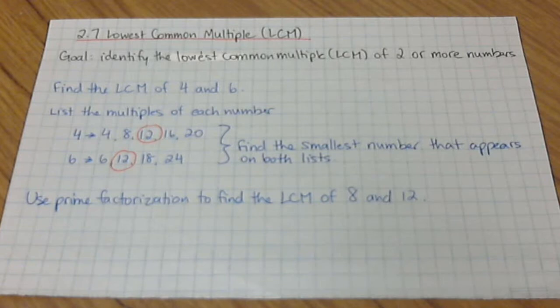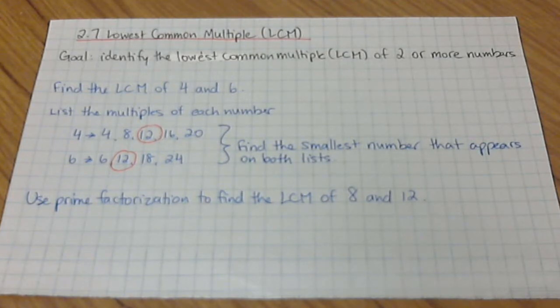I think one of the first things that we need to understand is not to confuse a multiple with a factor. Multiples we get by multiplying the number that we're looking at, so it gets increasingly bigger, whereas factors are numbers that divide into a number.